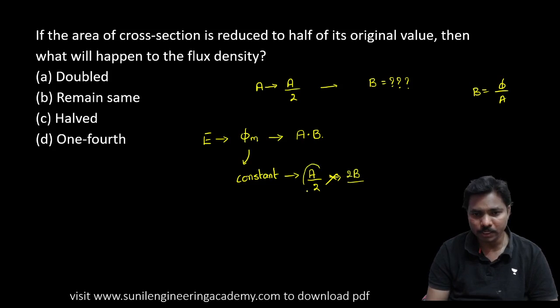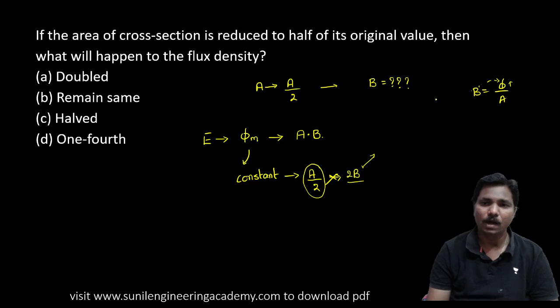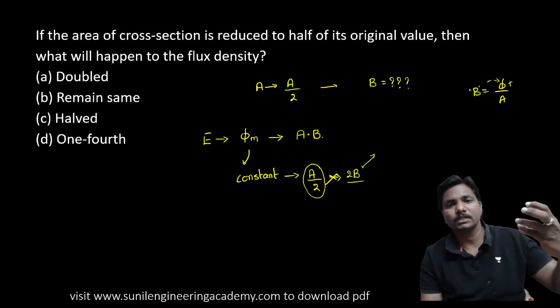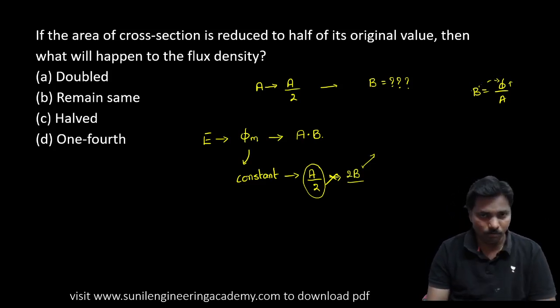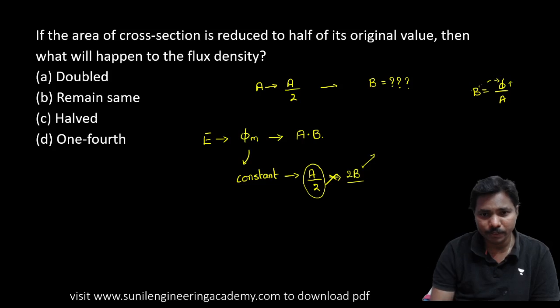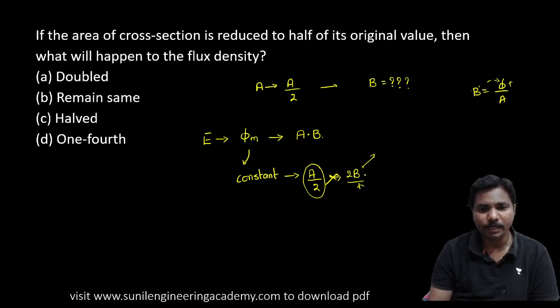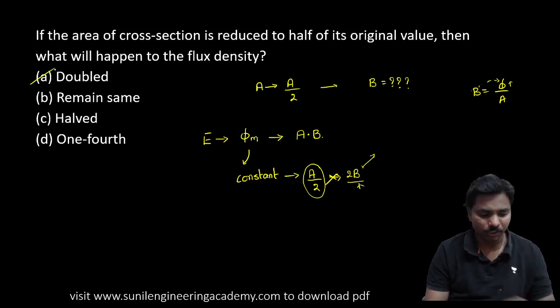So if you reduce the area, then you have to increase the flux density. How can you increase the flux density? If you increase the flux, then the flux density increases, or you have to use higher flux density material. So area is reduced, flux density will be double. Option A.